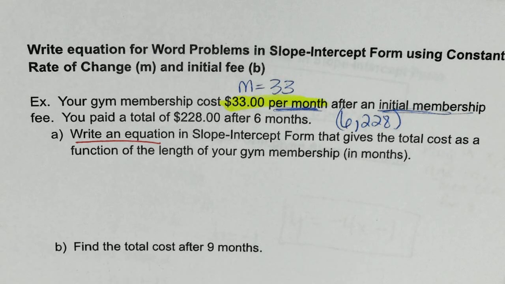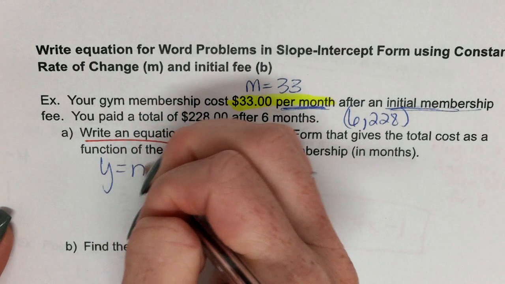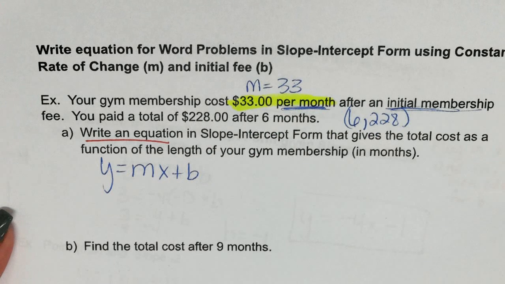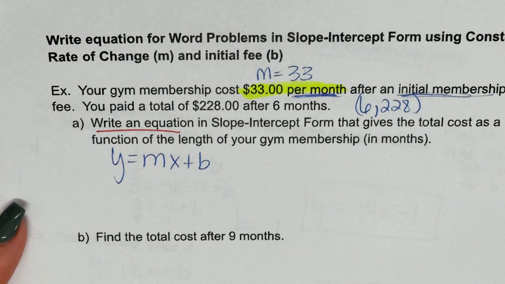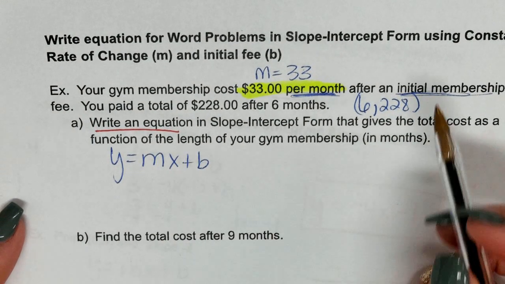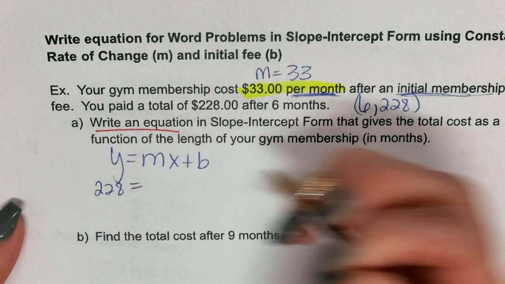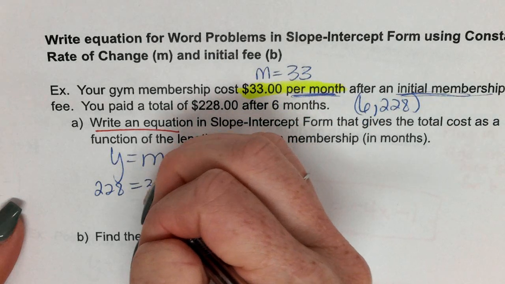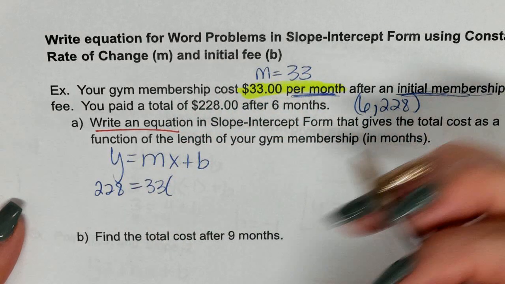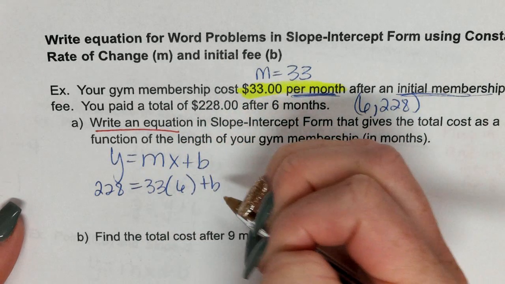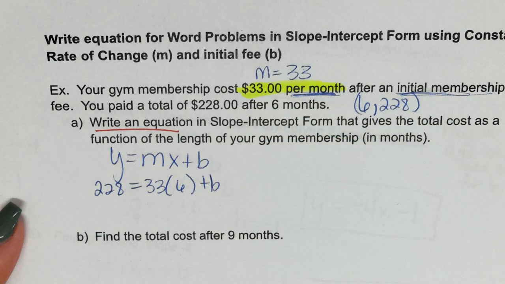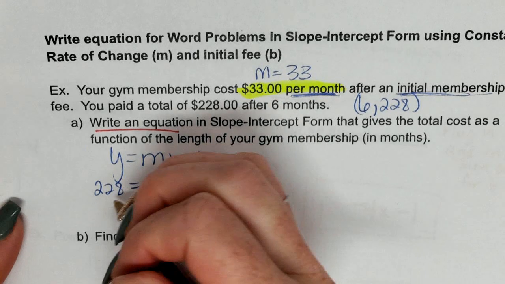So the first thing I have to do is solve for the b, the y-intercept. So I write y equals mx plus b. I'm going to plug in the y value for y. So what is the y value? 228 equals the m for slope, 33, times 6 for x plus b. And now I solve. 33 times 6 is 198.